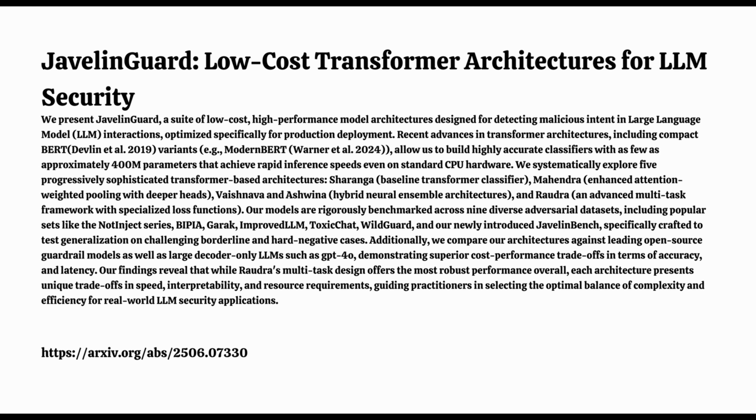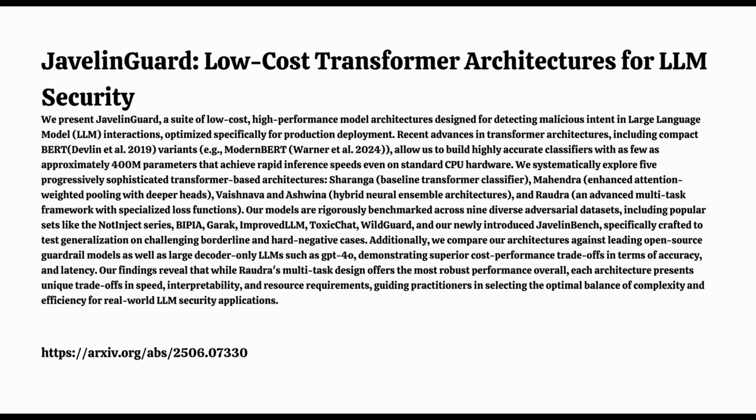Makes sense. And they compared their models against others out there? Oh, absolutely. They benchmarked their JavelinGuard models against several leading open-source guardrail models that were available. And crucially, they also compared performance and speed against large, proprietary decoder-only LLMs. Like the big ones. Yeah, specifically they mentioned GPT-4o and GPT-4.1 mini. This was key to evaluate the trade-off, using massive generative models for this specific security task versus their smaller, dedicated classifiers. Right, the build versus buy, or maybe specialized versus general purpose argument.